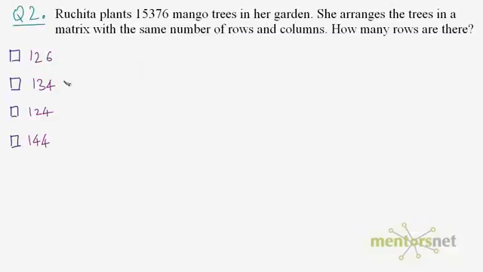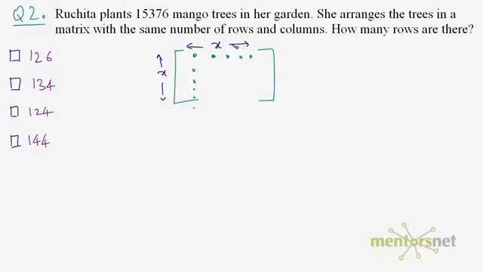Let us now move on to question number 2. Ruchita plants 15,376 mango trees in her garden. She arranges the trees in a matrix with the same number of rows and columns. How many rows are there? Well, Ruchita arranges the trees in a matrix, which is a square matrix. So let's say she has arranged the trees in a matrix like this, and she has the same number of rows and columns.